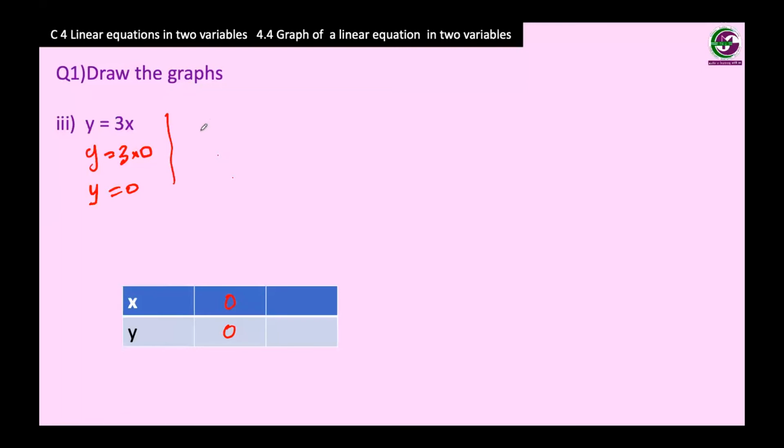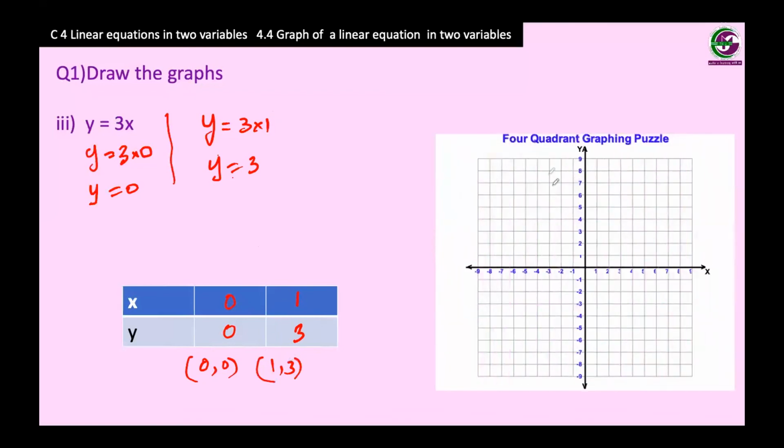Let's replace x by 1, for example. So y is equal to 3 times 1. So x is replaced by 1, and y will be equal to 3. So we got that (0, 0) is a point and (1, 3) is a point. So let's mark it on the Cartesian plane.